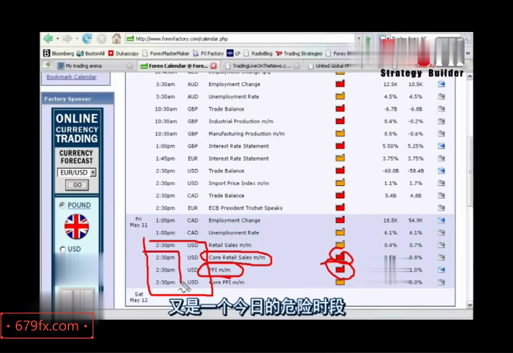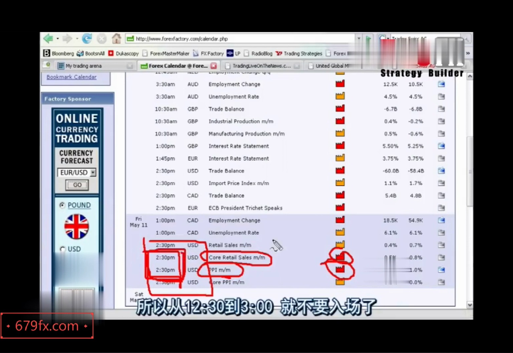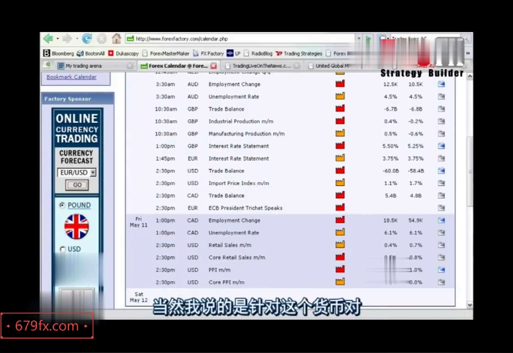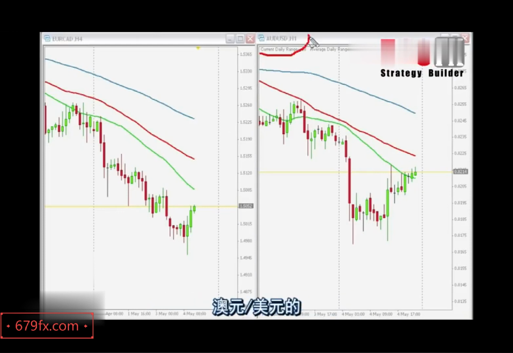So 2:30, okay, another dangerous time in the day. Again, we don't want to be in the market from 12:30 p.m. to 3 p.m. on that particular currency pair, this one, the Australian US dollar. Of course you can enter this one, okay, at 2:30, because whatever happens in the Australian dollar or the American dollar should not affect what happens in the euro against the Canadian dollar.